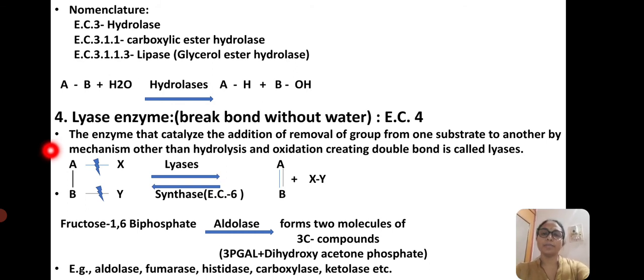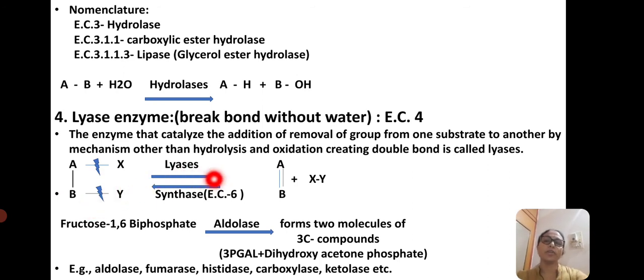Then the fourth major class, that is the lyase enzyme. Here the bonds are going to break without the utilization of water. Here mainly hydrolysis and oxidation don't take place. Here a removal of a group from one substrate to another substrate takes place with another mechanism. You can see here the schematic representation.